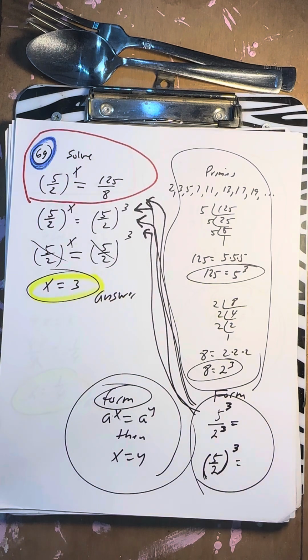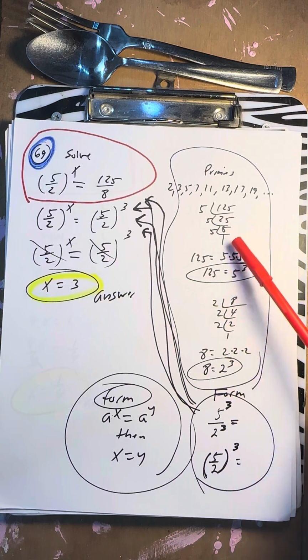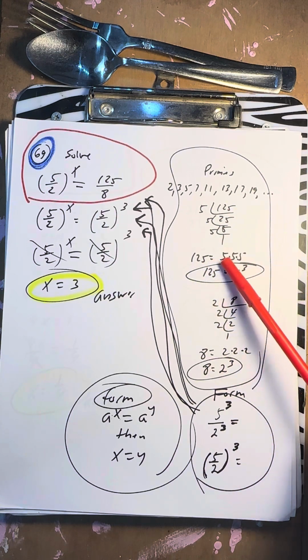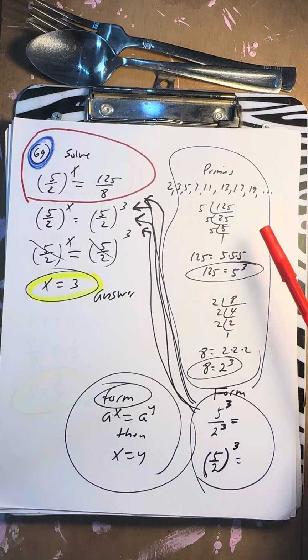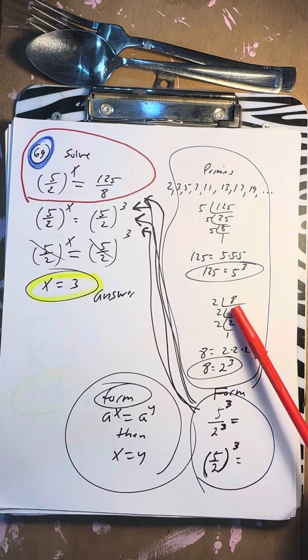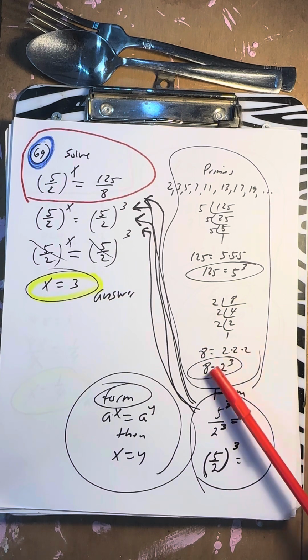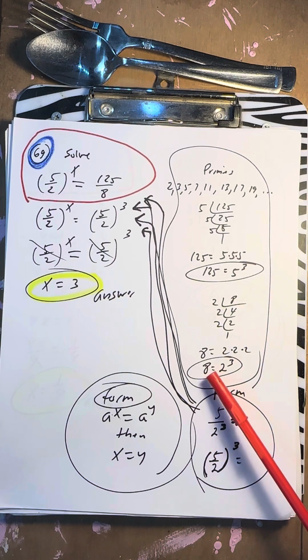Another one. 5 halves to the x power is 125 over 8. Okay, let's use prime numbers again. There they are. So 5 divides 125, this number. 5 divides that one. 5 divides that one. So 125 is 5 times 5 times 5, or 5 to the 3 power. How about 8? 2 divides 8. 2 divides 4. 2 divides 2. So 8 is 2 times 2 times 2, or 2 to the 3 power.